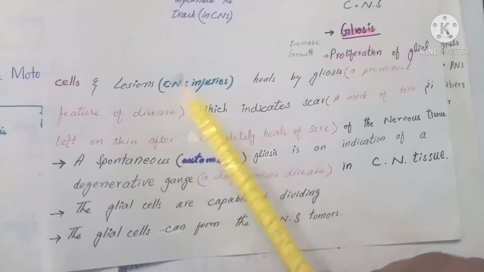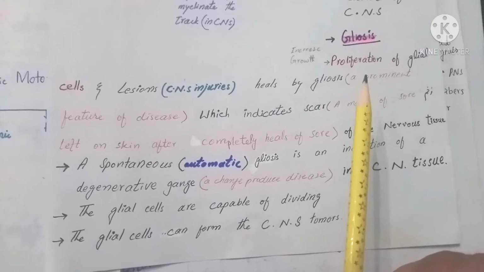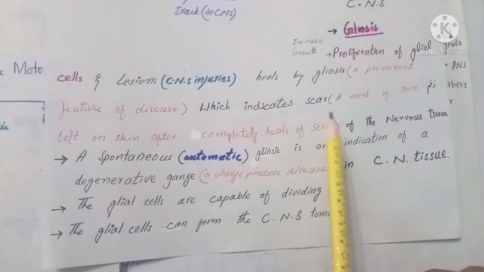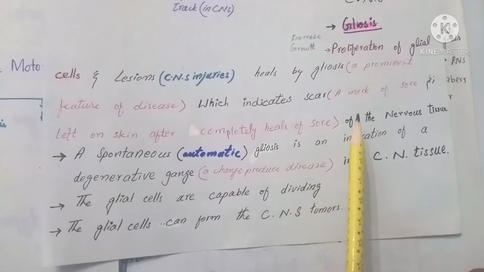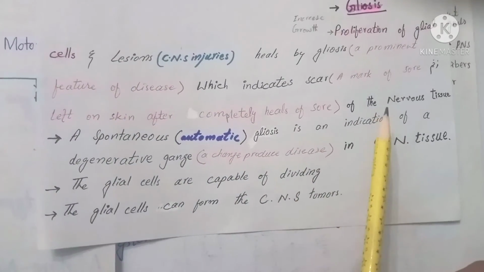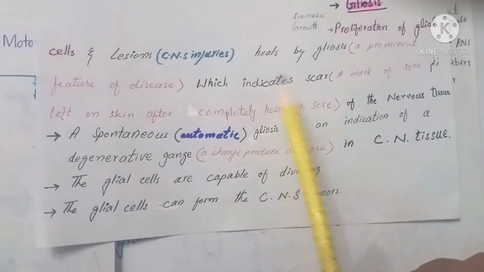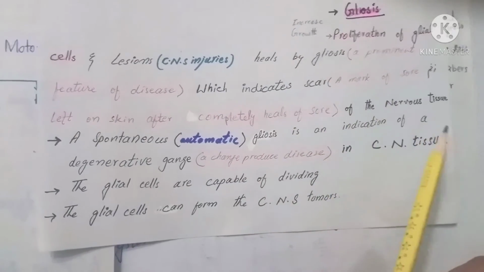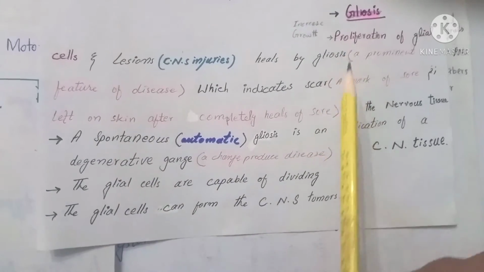Lesions mean marks, spots which remain after you got hurt, black marks which remain there, which indicate scars. So these layers of scars are seen in the nervous tissue, just as scars remain on the skin after healing. So these are the healed spots, gliosis.